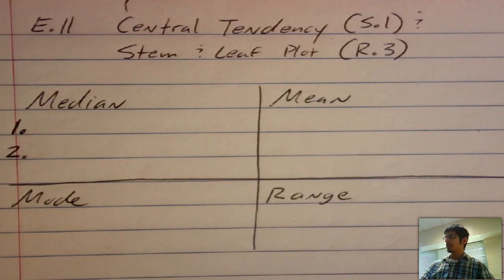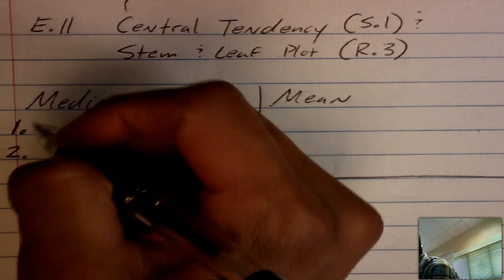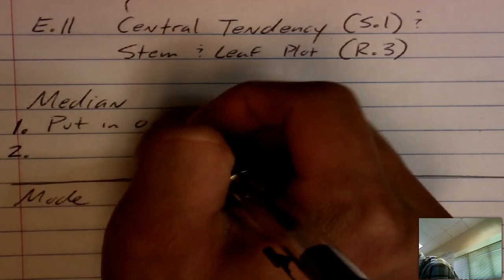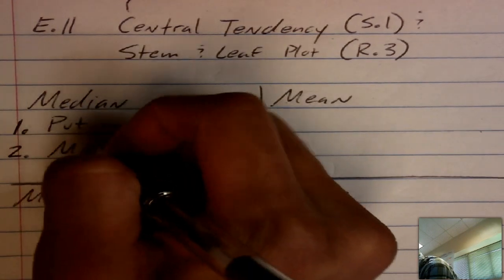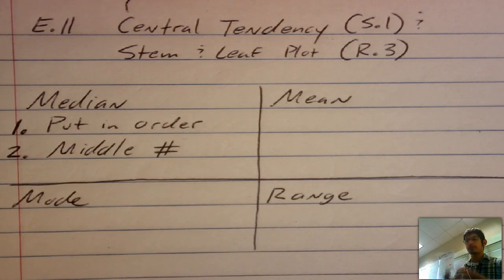All right, so for the median, there were two steps to find the median. The first step was to put all the numbers in order. So you put all of your numbers in order, and then you find the middle number. So a way to remember median is median means the middle.